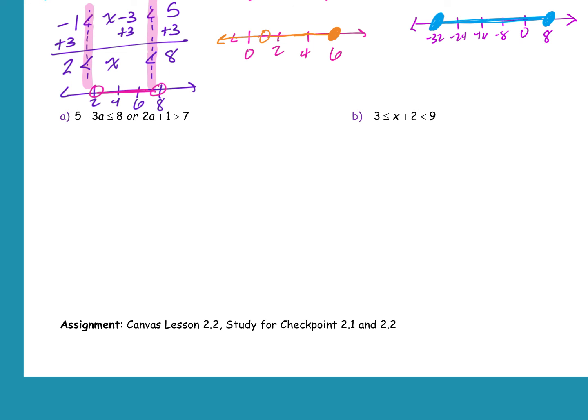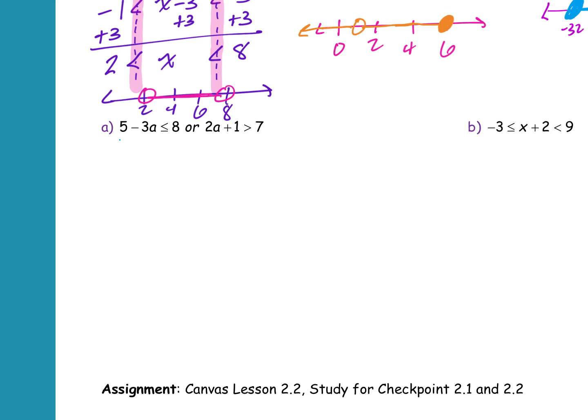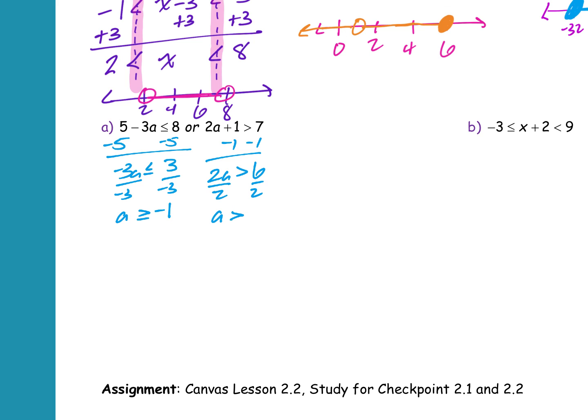Okay. These ones, sorry. I guess we are graphing them, aren't we? I'm going to subtract 5, and I get negative 3a is less than or equal to 3. Divide by negative 3, and a is greater than or equal to negative 1. Subtract 1, 2a is greater than 6. Divide by 2, a is greater than 3.